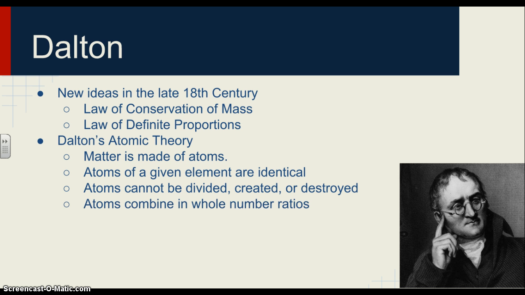Atoms are always going to combine in whole number ratios, so that would explain water: you would have one oxygen and two hydrogens, not half a water and one hydrogen, for example. And in a chemical reaction, atoms are rearranged. Maybe they go from one place to someplace else, but you're not making them according to Dalton. They're just rearranging. Pretty good. It explained these two laws he had.